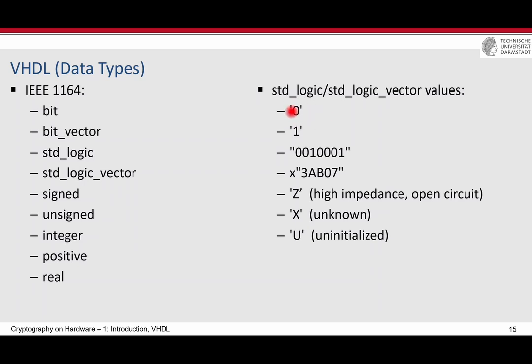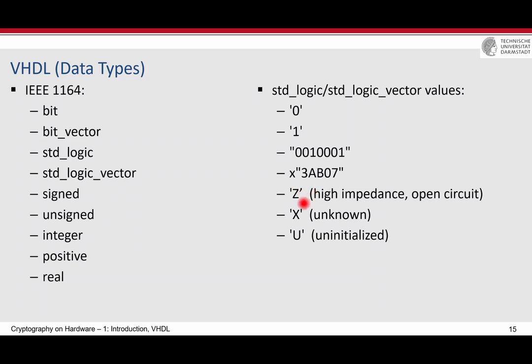And then this is the logical 0. You should put it like this. And logical 1. And if you have a vector, then it should be in double quotation marks. And then this is binary. And if you want to represent hexadecimal, you have to put x before, which means that each digit is 4 bits. And then Z means high impedance.